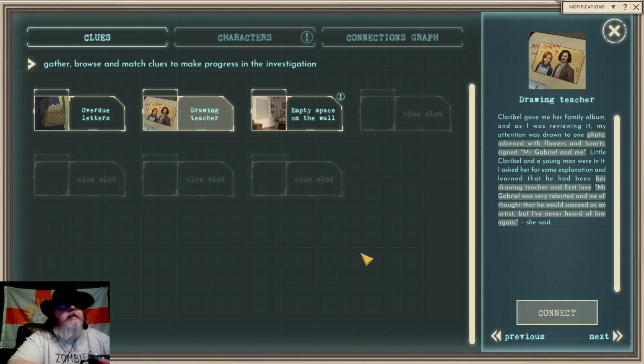And as I was reviewing it, my attention was drawn to one photo adorned with flowers and hearts. Mr. Gabriel and little Clarabelle and a young man were in it. I asked her for some explanation and learned that he had been her drawing teacher and first love. Mr. Gabriel was very talented, and we all thought that he would succeed as an artist, but I've never heard of him again, she said.